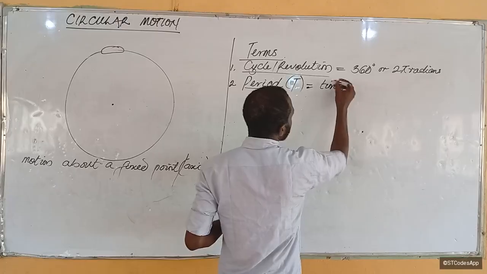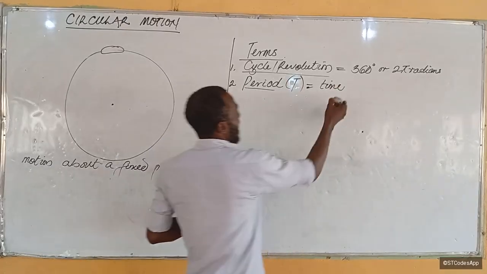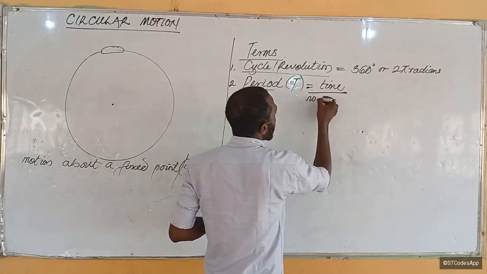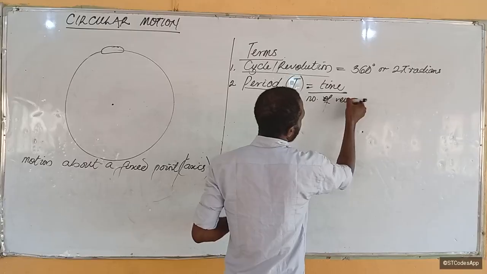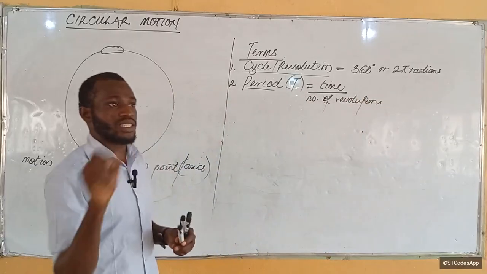So it's defined mathematically as the time per number of revolutions. So for example, as I did that thing, I think I rotated it 3 times.